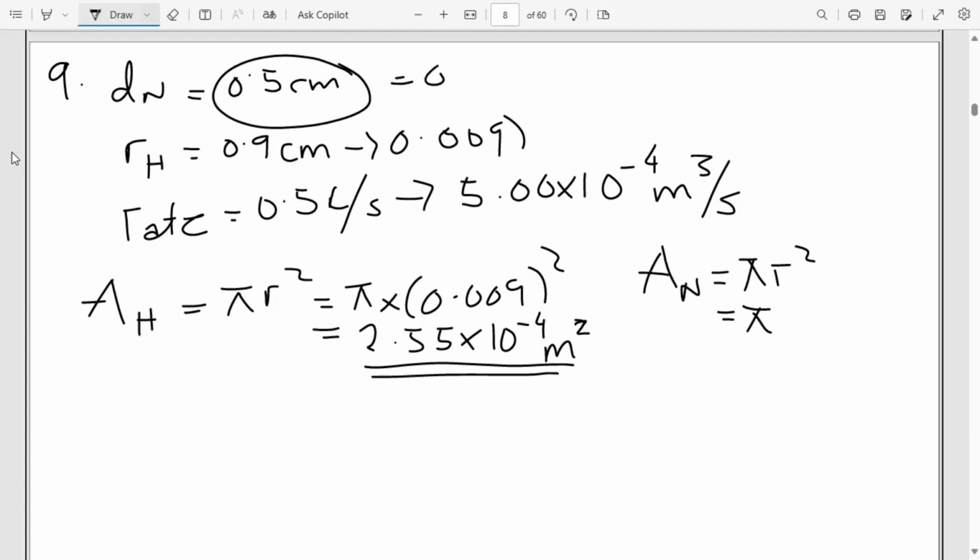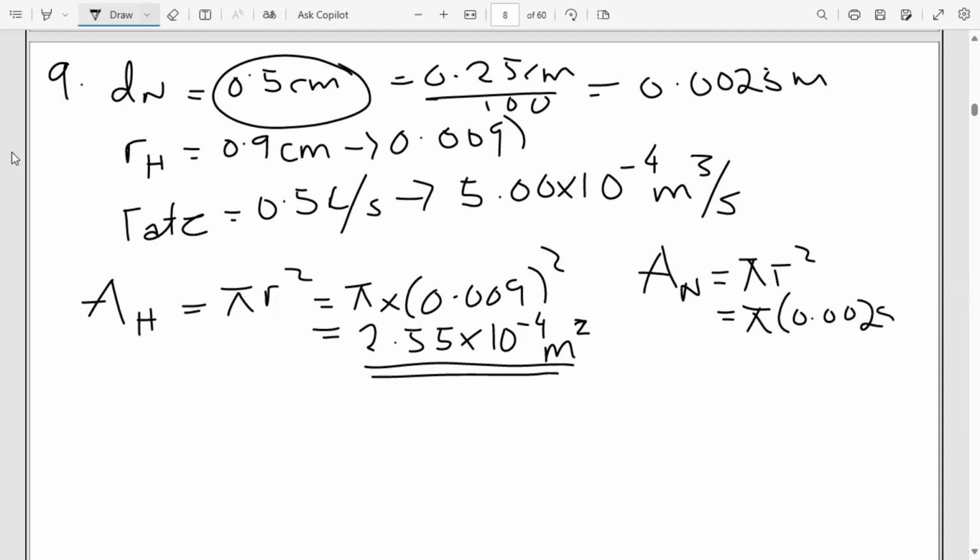So this will be equal to 0.25 centimeters as the radius, and we're going to divide this by 100 to convert it into meters, which gives me 0.0025 meters. This is what I'm putting in my brackets, 0.0025 meters squared, and this gives me the cross-sectional area of the nozzle to be equal to 1.96 times 10 to the power minus 5 square meters.